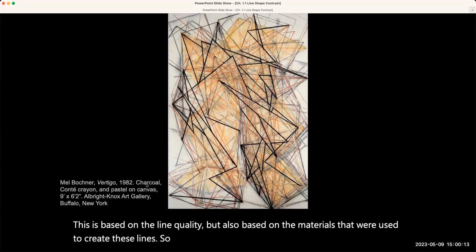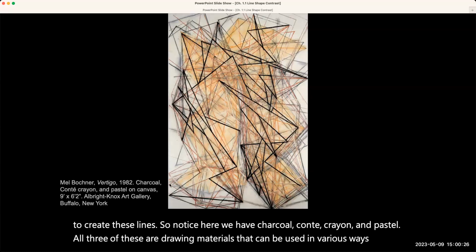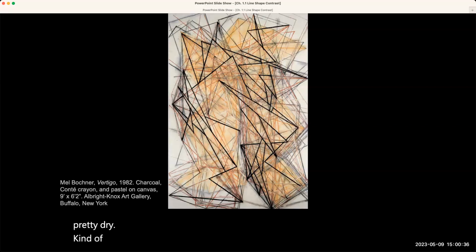So notice here we have charcoal, Conte crayon, and pastel. All three of these are drawing materials that can be used in various ways. Conte crayon is slightly greasier than charcoal or pastel. Those two are pretty dry, kind of powdery. But anyway, we'll talk about the materials a bit more in our second section.